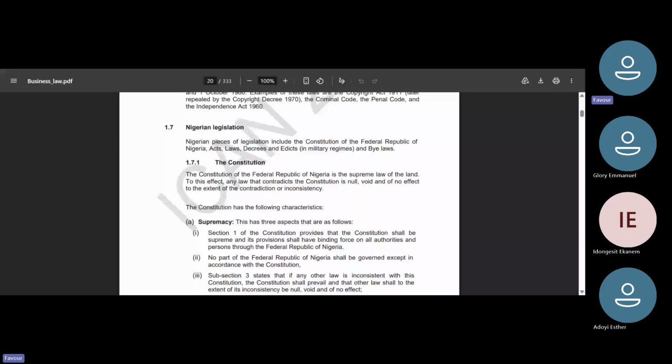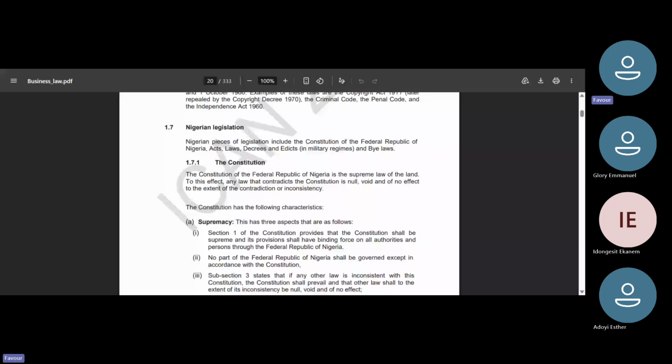So if, for example, in the constitution the legal age is 18, and then an act comes up outside the constitution that says the legal age is 16, it means that when you look at the two of them, the constitution is the superior law. By virtue of the constitution, this other one is void, you understand, because it contradicts the constitution.